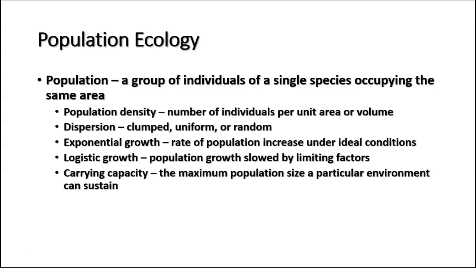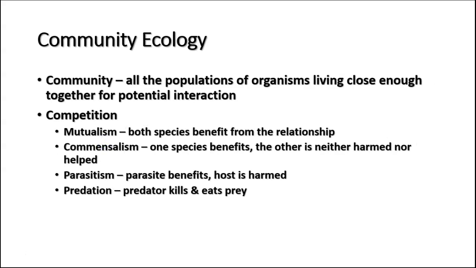Carrying capacity is the maximum population size that a particular environment can sustain, and that means sustain not just for right now, but over the long term. And so whatever the limiting factors are, they cause the population to level off at a certain level, and that level is generally the carrying capacity. A community is all the populations of organisms of different species that live close enough together for potential interaction. They may or may not interact with each other, but they live close enough together in order to interact.